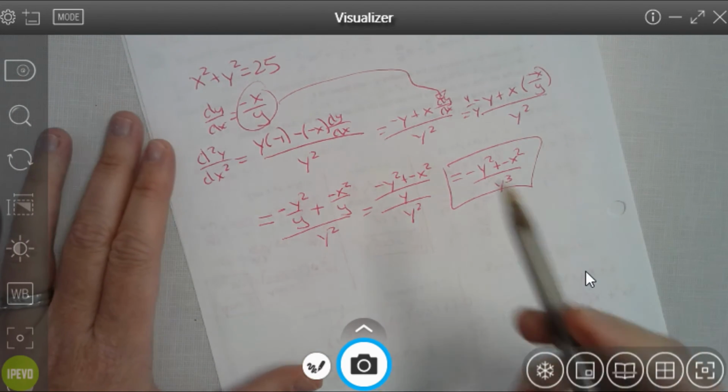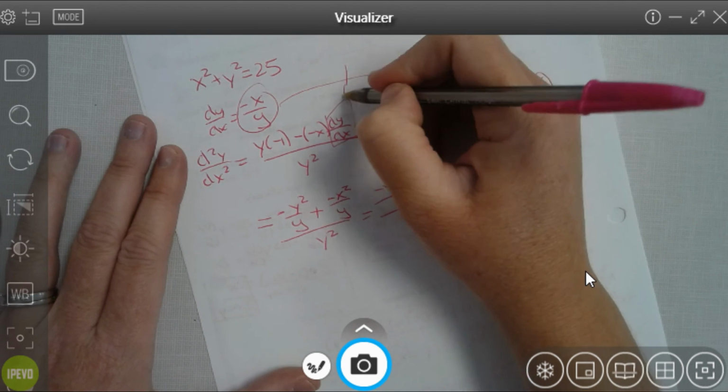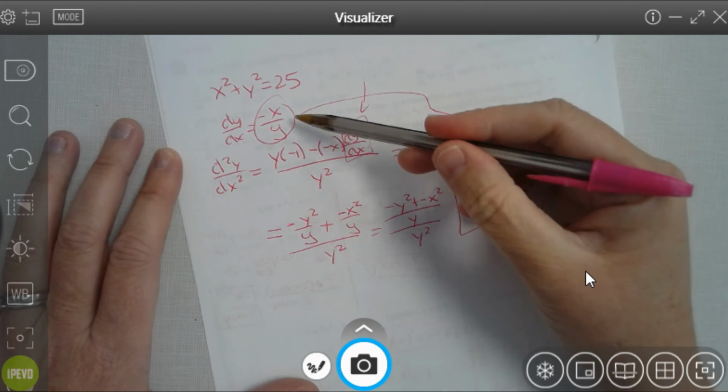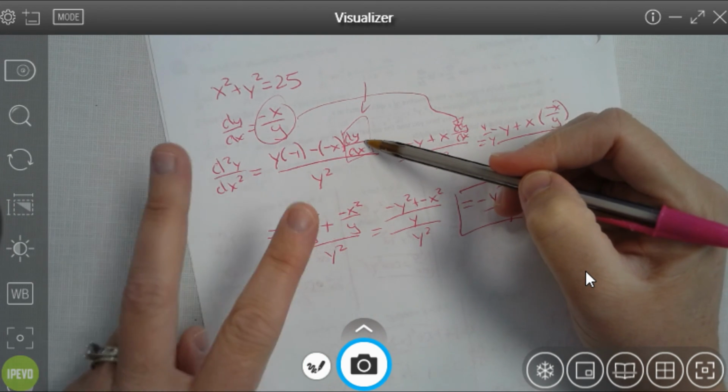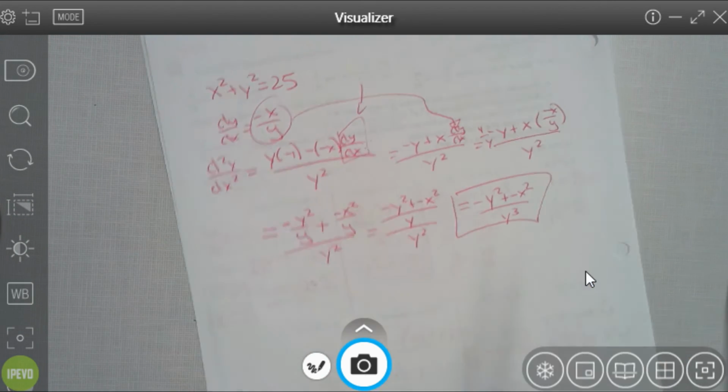All right, so the idea is that whenever you see this in a second derivative, you must put what the first derivative equals there. So anytime you see a dy over dx in the second derivative, you plug in what the first derivative is.